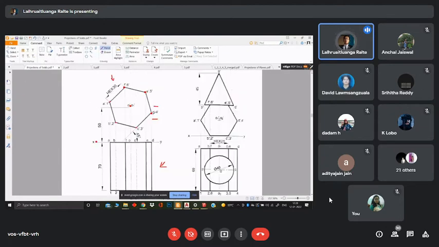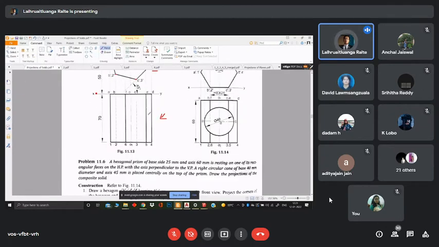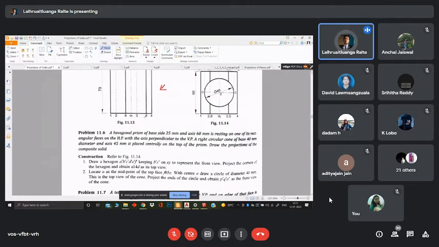All right. So here we have some composite shapes. Let's not delve too much into it, but let's see what this can be. A hexagonal prism of base side 25 mm and axis 60 mm is resting on one of its rectangular faces on the HP with the axis perpendicular to the VP. A right circular cone of base diameter 40 mm and axis 45 mm is placed centrally on top of the prism. Draw the projections of the composite solid.